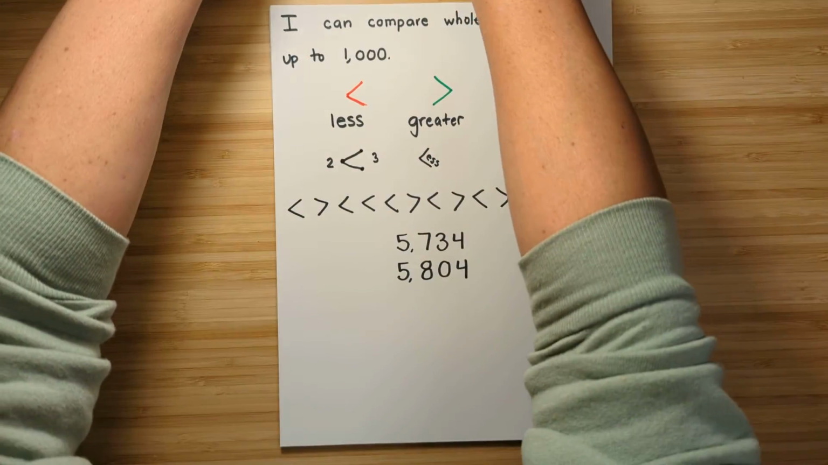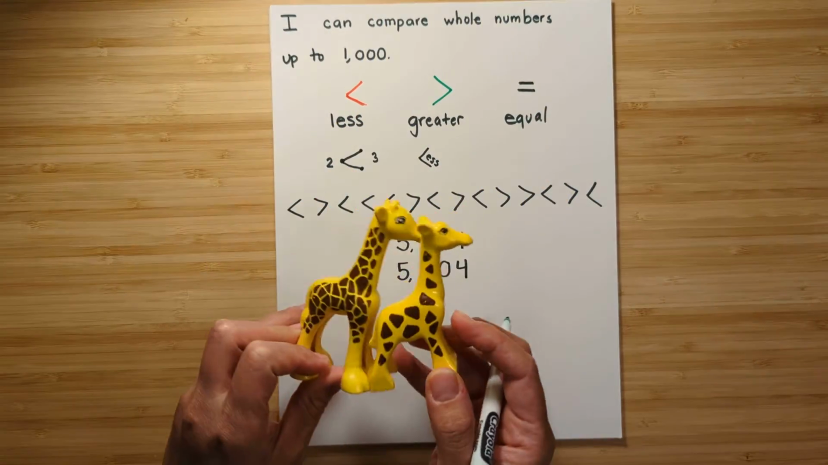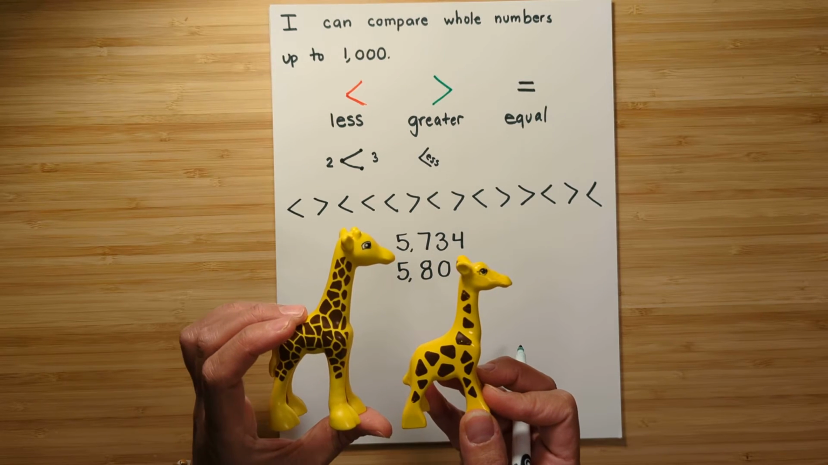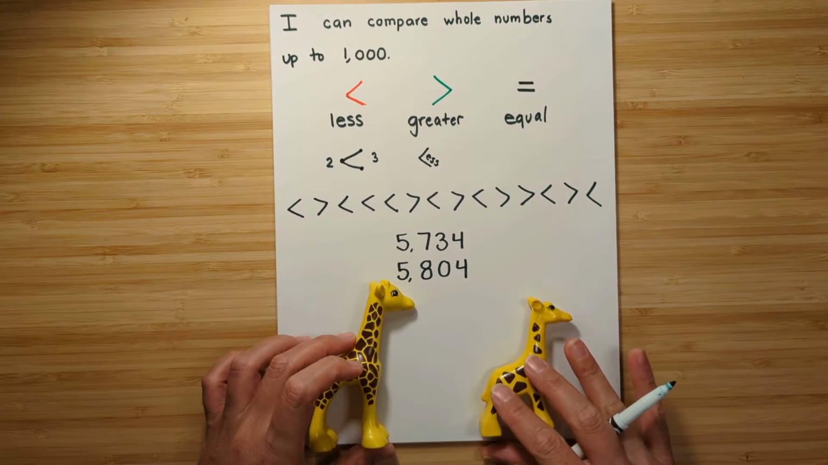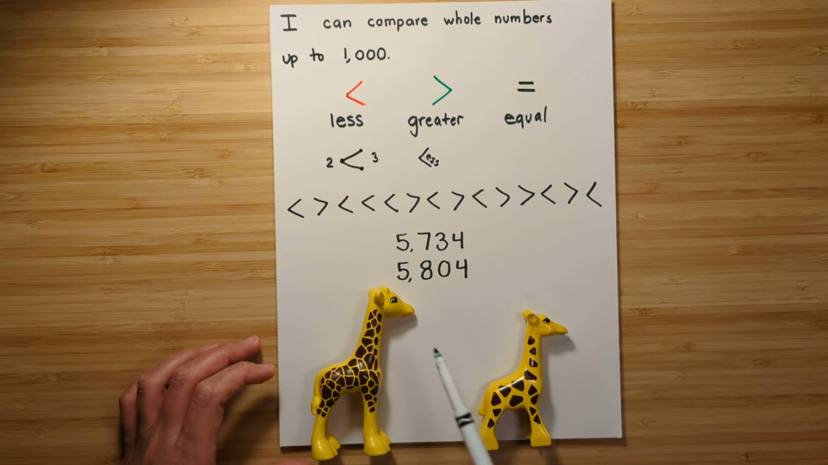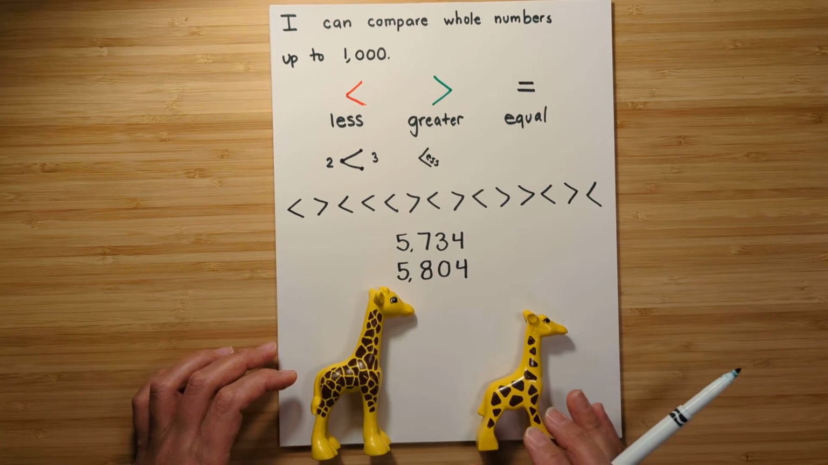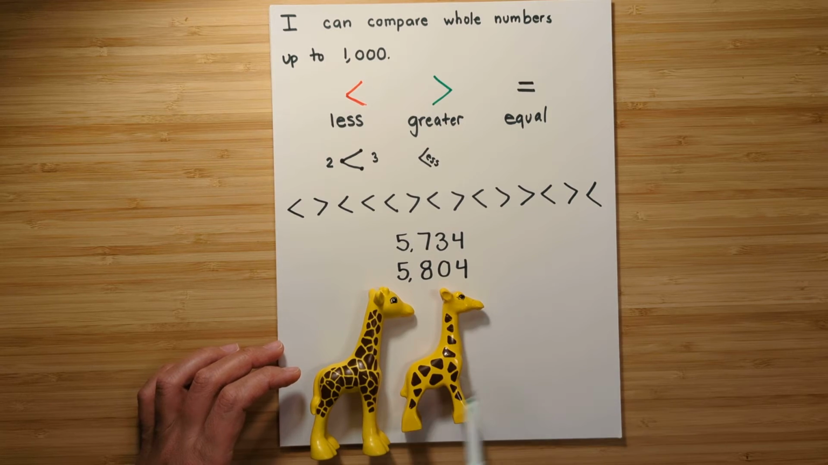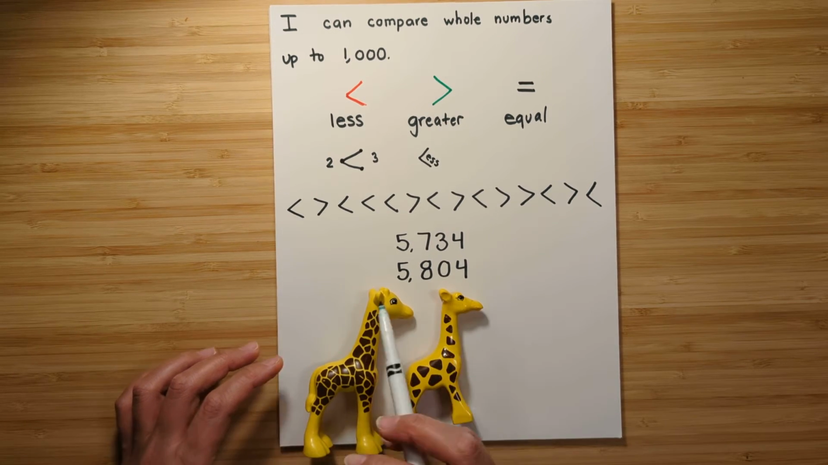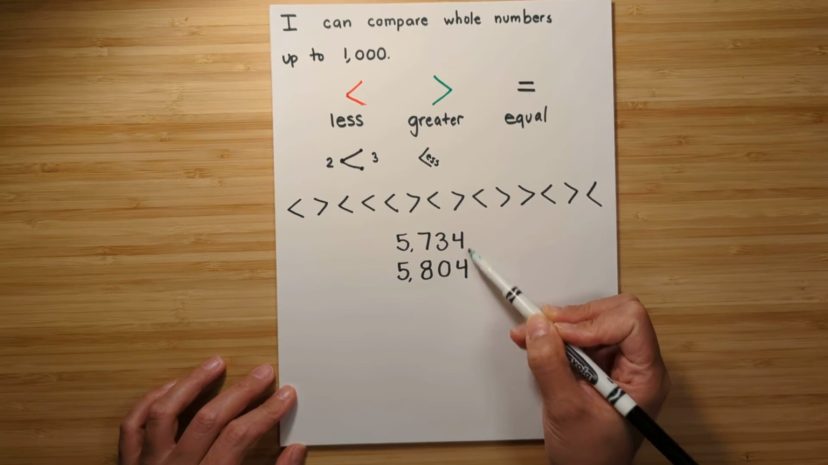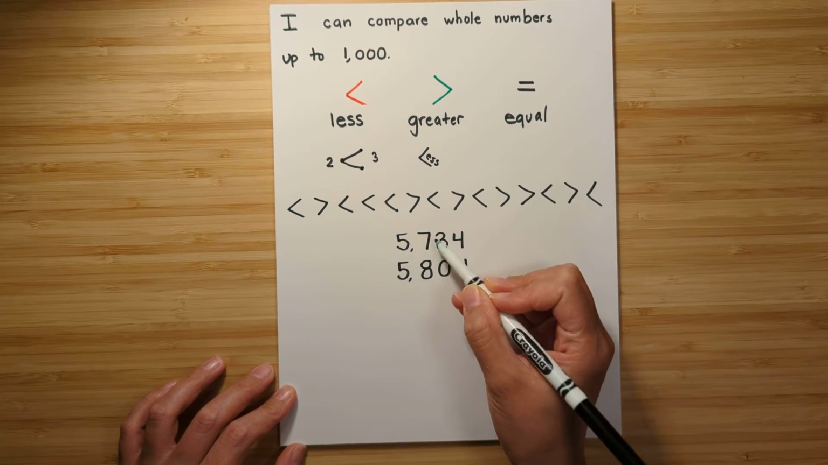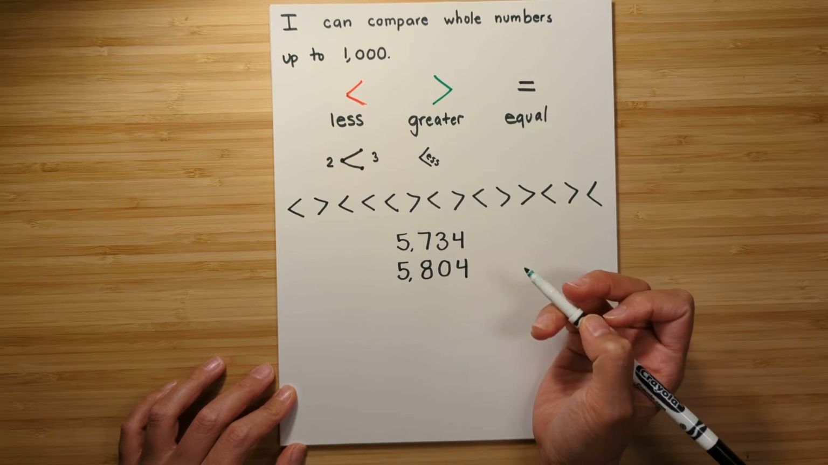I might have two giraffes here. They look like they could be of similar height, right? But if you line up their actual starting point, you can see obviously this one's taller than this one. But if you don't line up their starting point, they look like they're the same height. So just like with the giraffes, with whole numbers, you want to make sure you line up the starting point, which is the ones place.